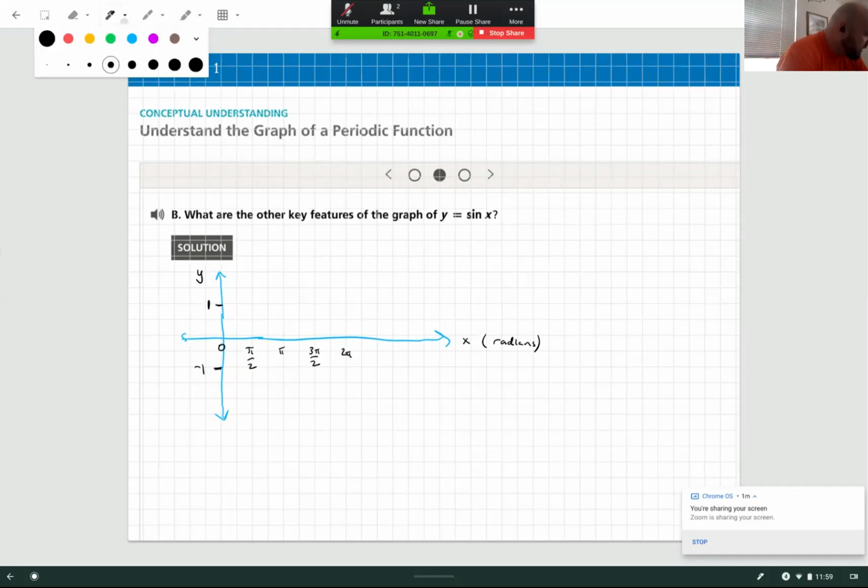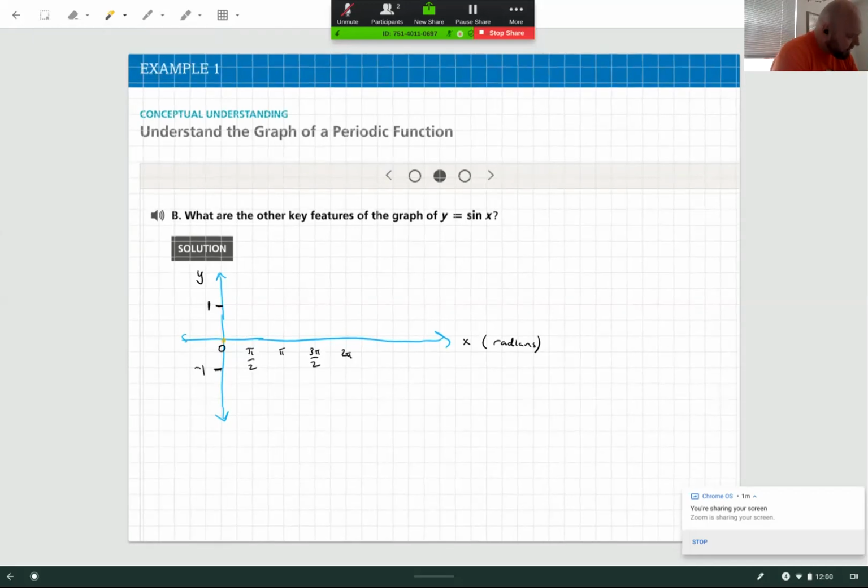So we know that our graph for a sine function has to start at 0. When we get to pi over 2, it's going to be up at the maximum. When we get to pi, it's back on the x-axis. When we get to 3 pi over 2, it's down at -1. And when we get to 2 pi, then we've returned back to our starting point. So when you sketch your graph, those are the points that you want to make in general.